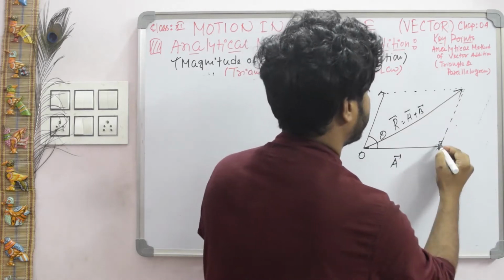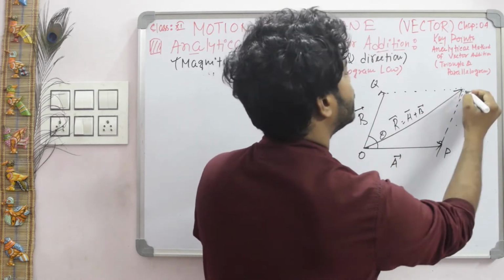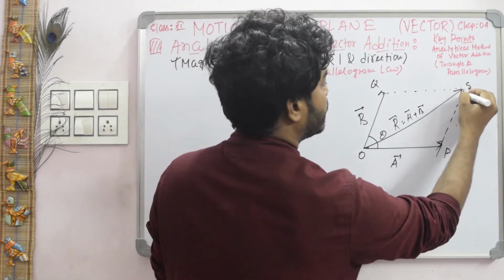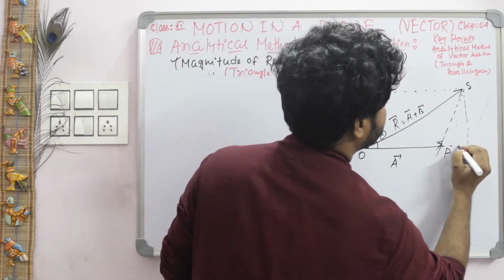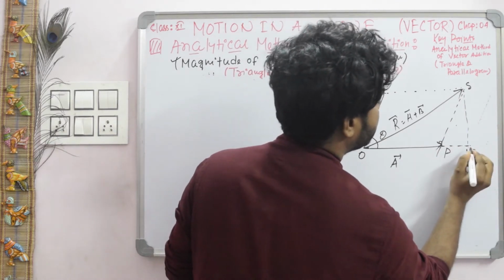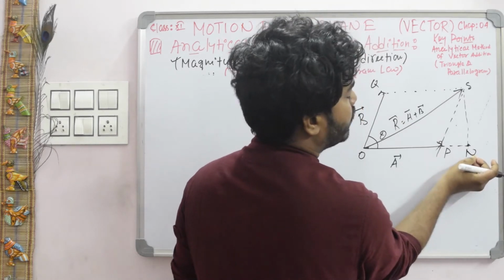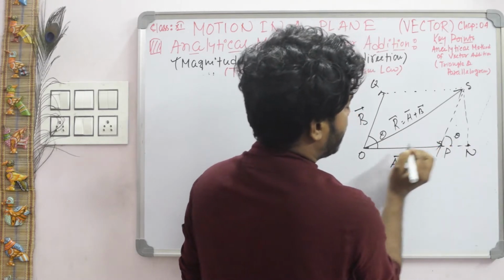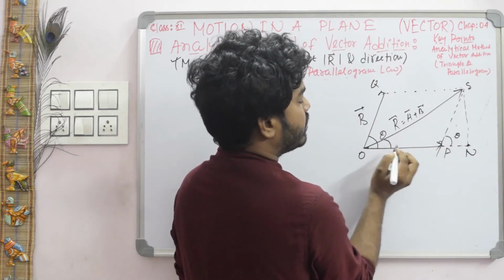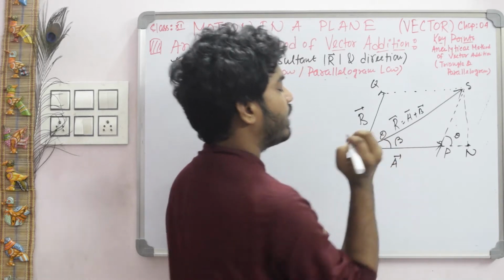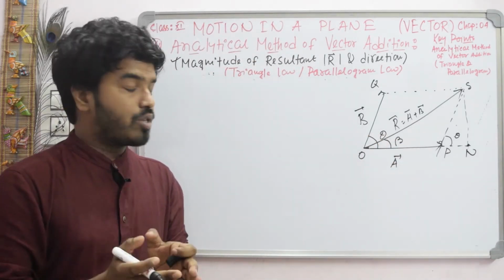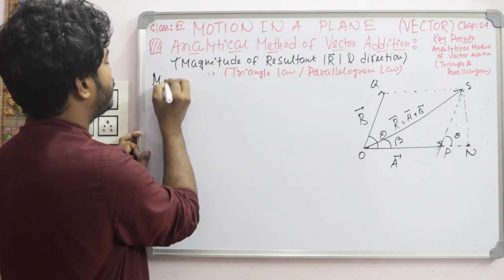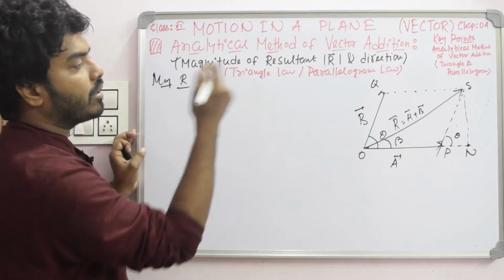Suppose this is O, this point is P, this point is Q, and this point is S. Now you have to draw this extended part, which meets at this point, and suppose this point is named N. This angle is theta, and suppose the resultant makes an angle beta with the vector A. First of all, you have to find the magnitude of the resultant, that is R, then we have to find the direction.